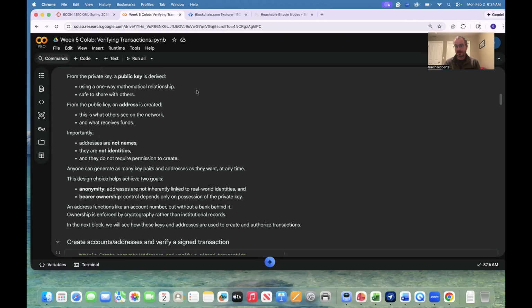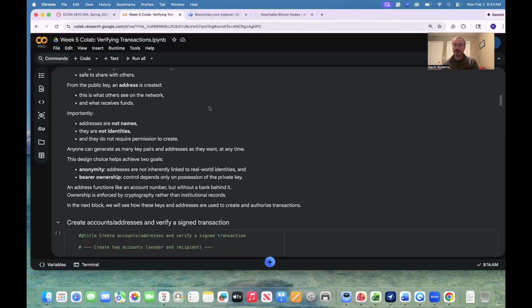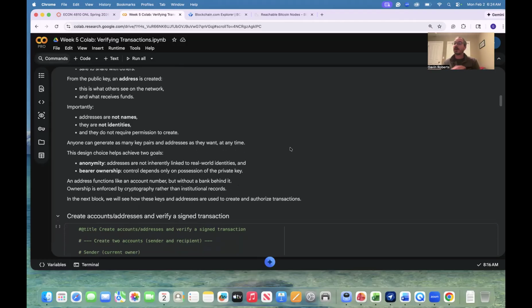From the private key, math is used to derive a public key. And then there exists a mathematical link between the private key and the public key. From the public key, an address is created. That address can be shared publicly because it's derived from the public key, which is public. This then allows people to say, I want to send value or Bitcoin, for example, to that address. This is what others see in the network, and this is what receives funds. Addresses in the network receive funds.